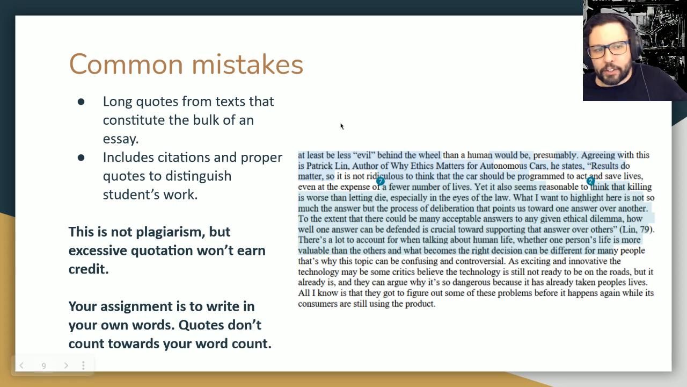This might not be plagiarism. This might be properly cited, but it is still excessive quotation. And this is a case where the bulk of the student's essay is not their own words, but the words of someone else. More than a third of the essay. The essay has a little bit above this and a little bit below this, but more than a third of the essay is just this one quote taken from the text. And the essay was right at the minimum word count.